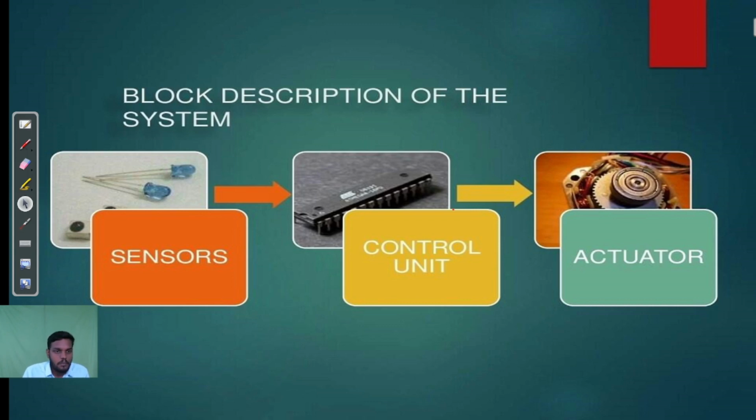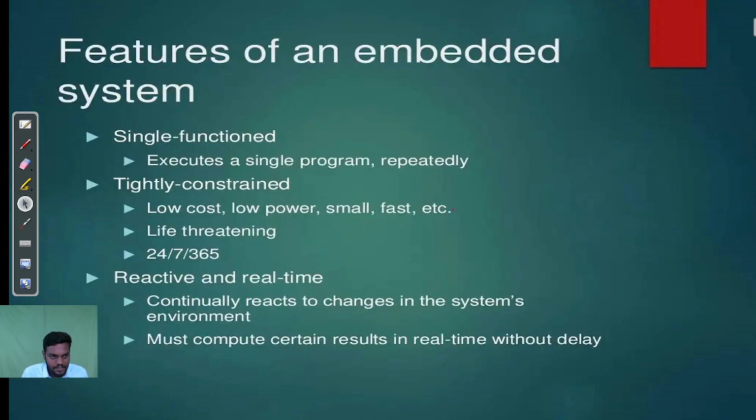These are the block description of the system. First, as I already told, the sensor collects the electrical signals, then it's sent to the control unit. The control unit processes according to those instructions and sends the final output to the actuator. The actuator does the mechanical operation or a digital operation according to that particular application.